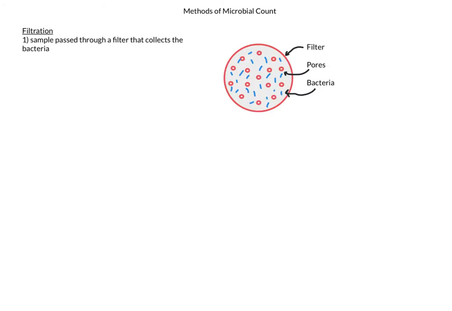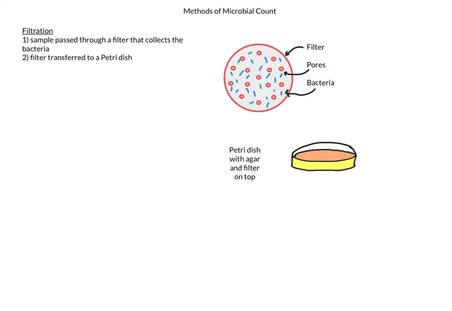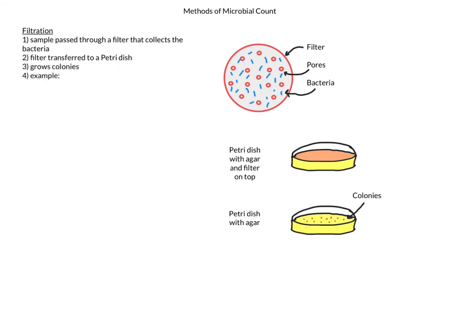Another technique is filtration. Here, a sample is passed through a filter that collects the bacteria. The filter is then transferred to a petri dish and grows colonies on the surface. So, as an example, let's say we filter 100 ml of milk through a filter and place it on an agar plate. There are 150 colonies after incubation. We would then say we have 150 bacteria per 100 ml of milk.